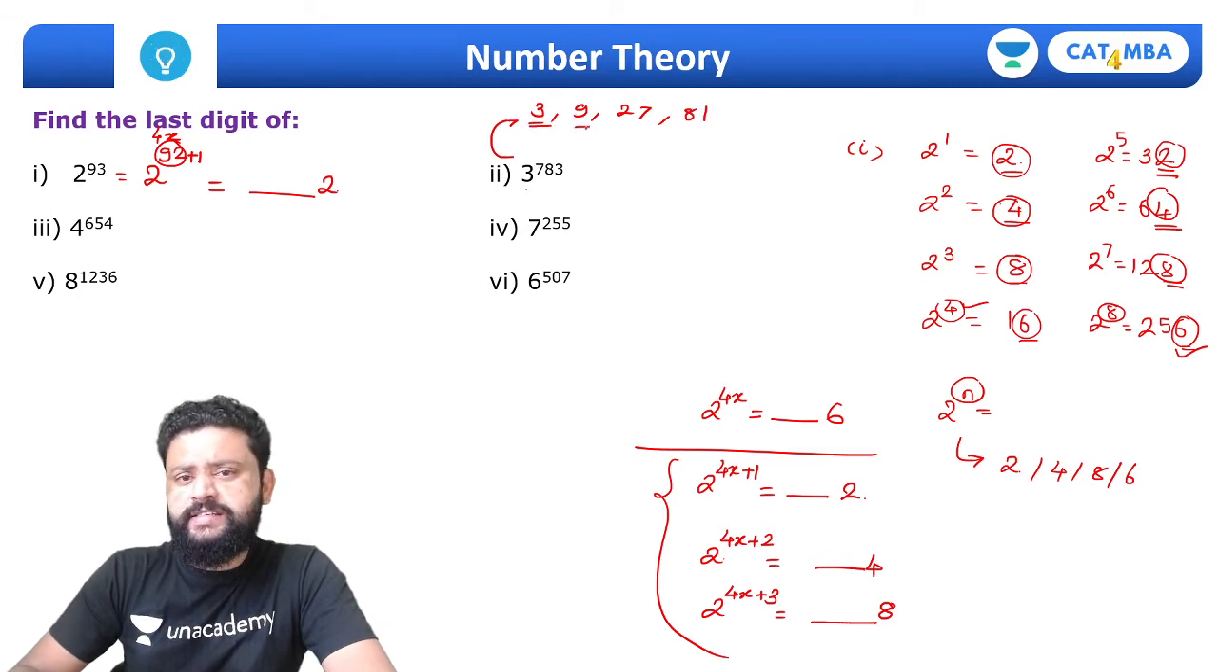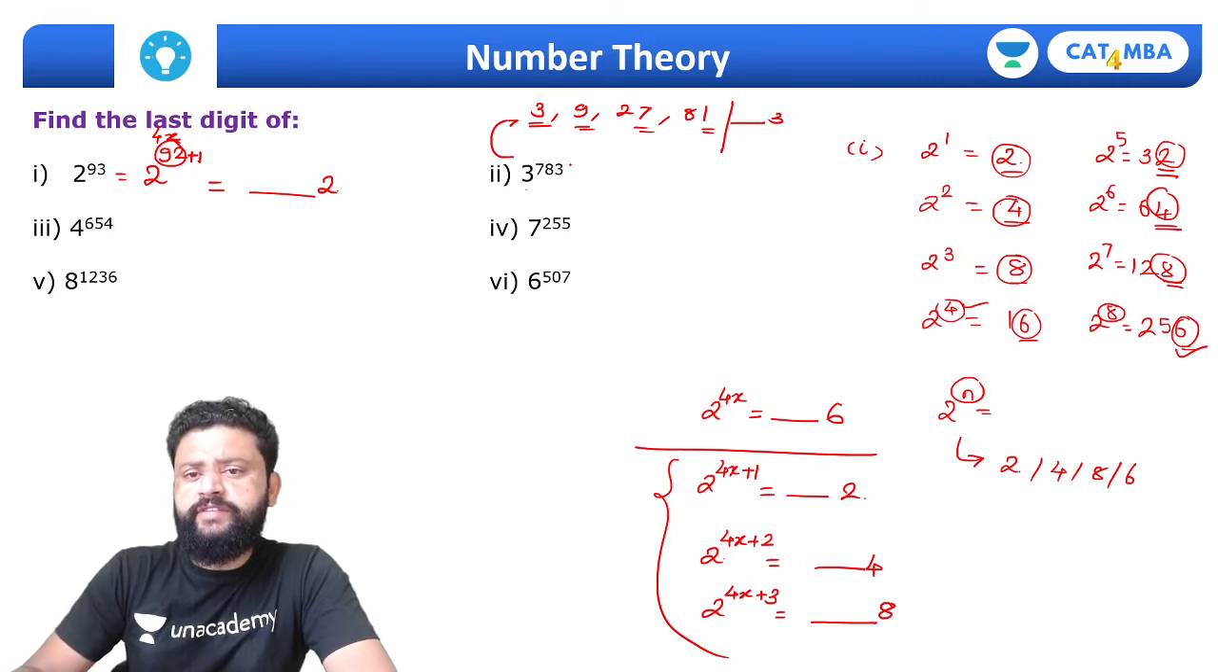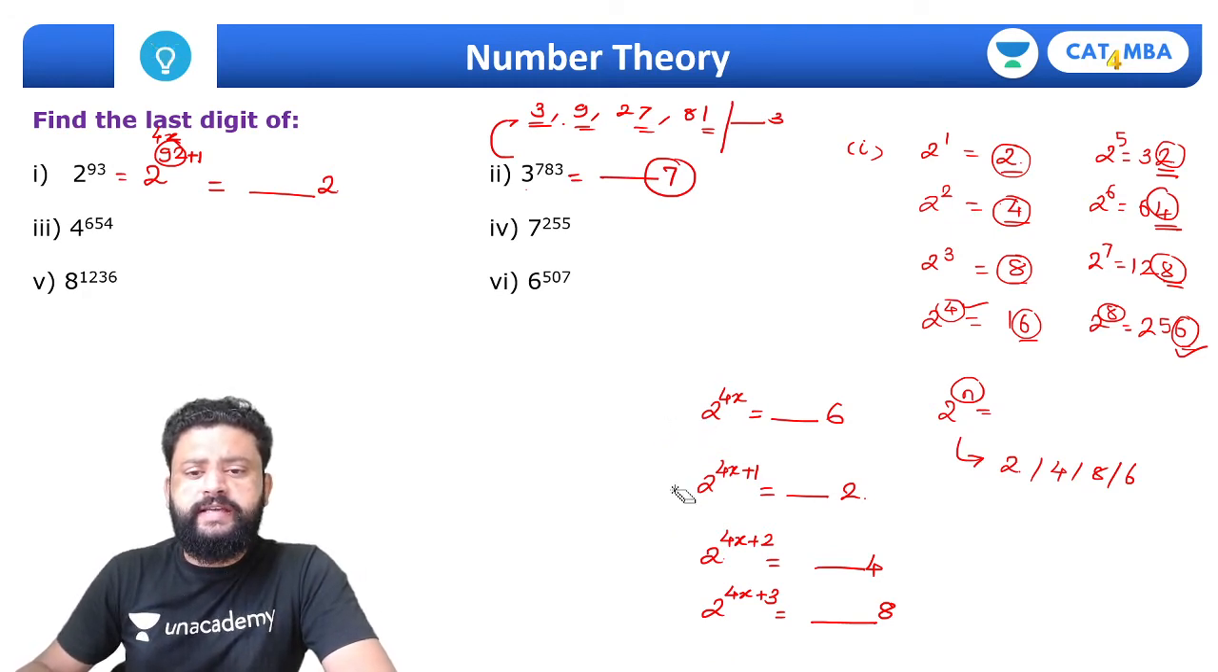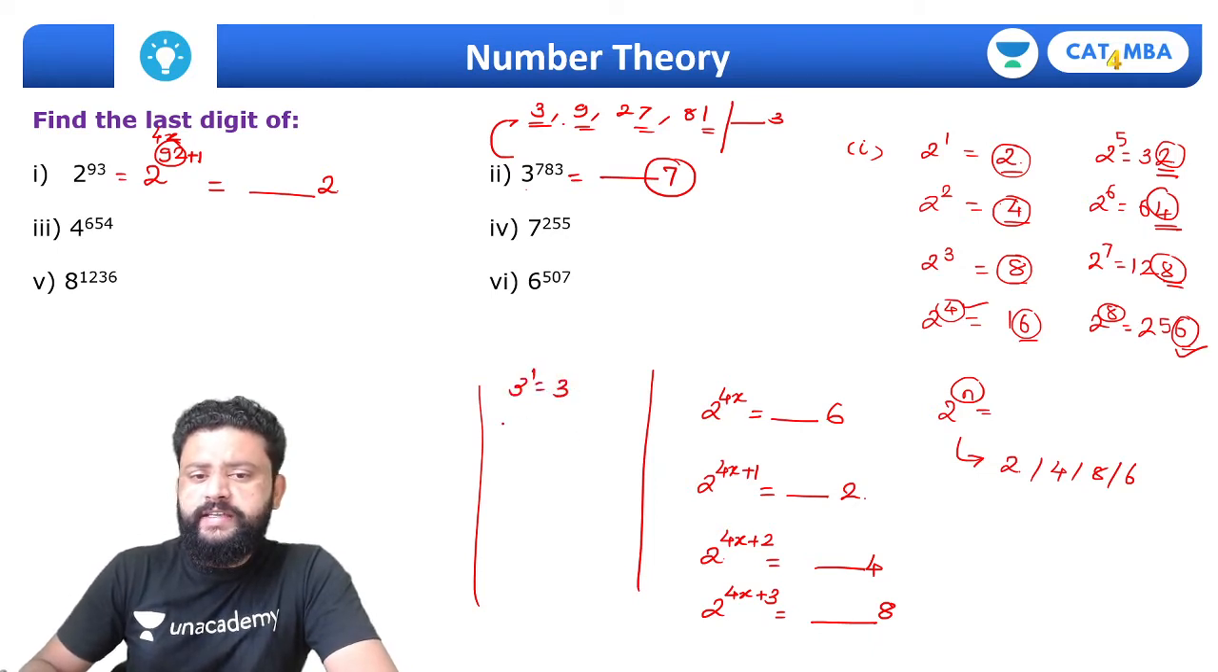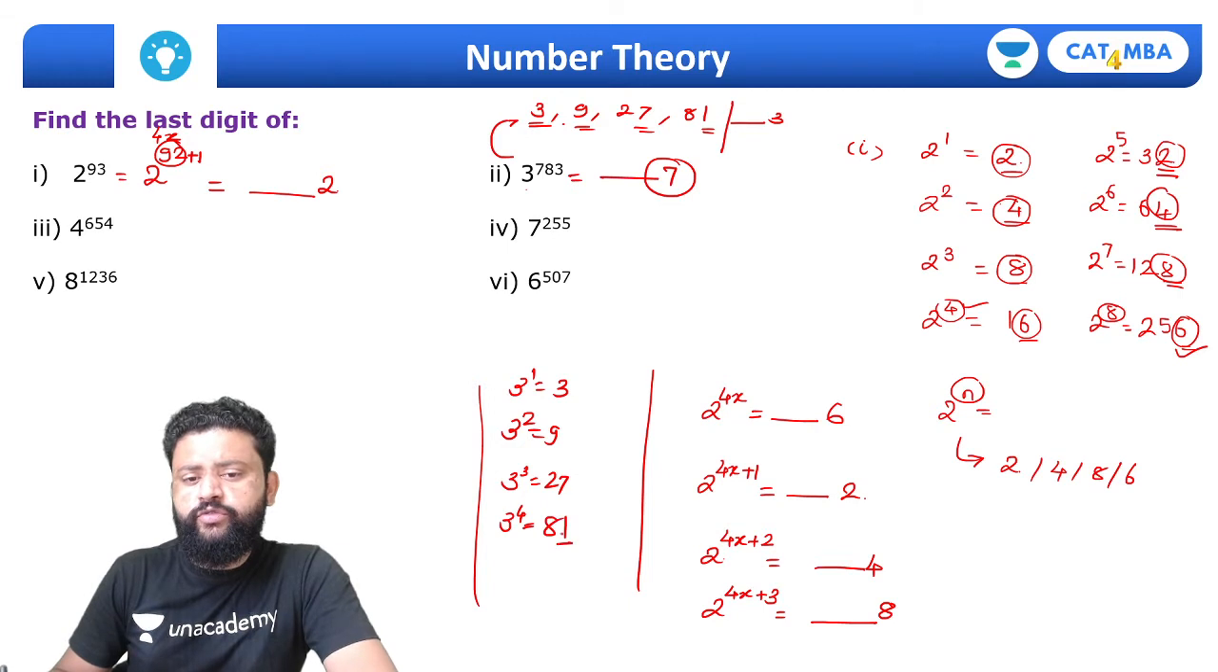So if you look at the last digit 3, 9, 7, 1, and again the next power of 3 will end with 3. So cyclicity for 3 is 3, 9, 7, 1, and 3 to the power 783 will surely end with 7, because let me quickly tell you this thing again. For powers of 3: 3 to the power 1 is 3, 3 square is 9, 3 cube is 27, and 3 to the power 4 will end with 1. So cyclicity is 3, 9, 7 and 1.